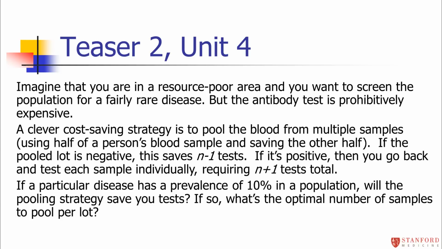But the idea is that you're hoping enough of these pools will come out negative that you save yourself a lot of antibody tests. So the question we're going to try to answer this week is: if a particular disease has a prevalence of 10% in a population, can you use this strategy to save yourself tests? And if it turns out that this strategy will be helpful with a 10% prevalence, what's the optimal number of samples to pool per lot?